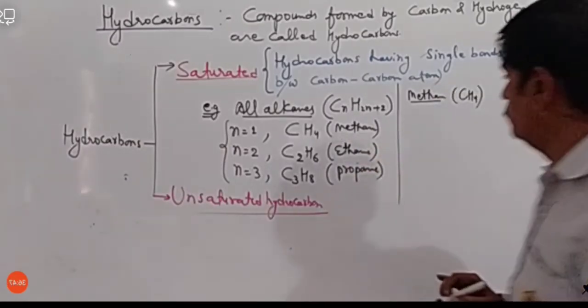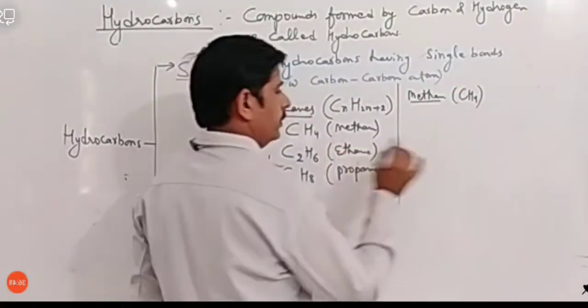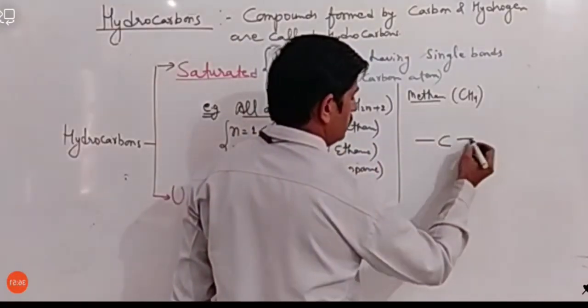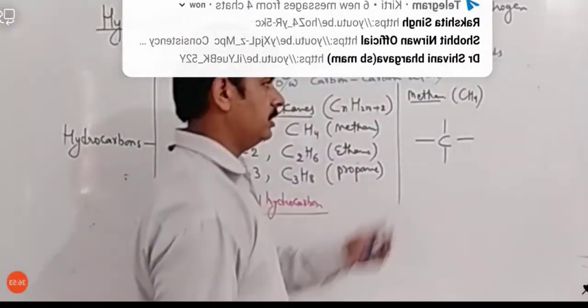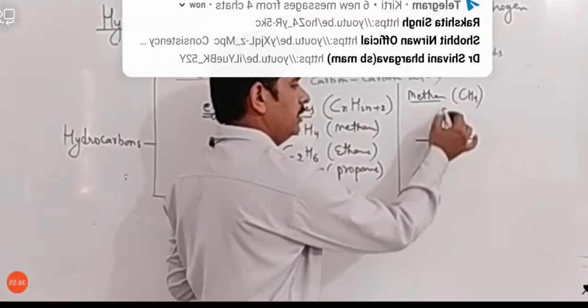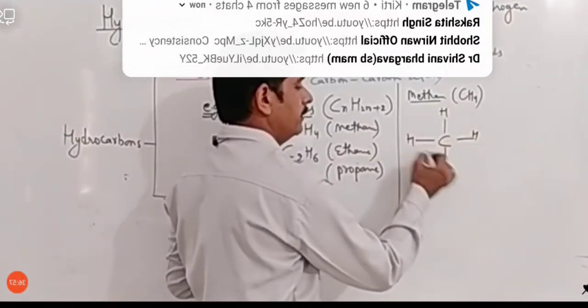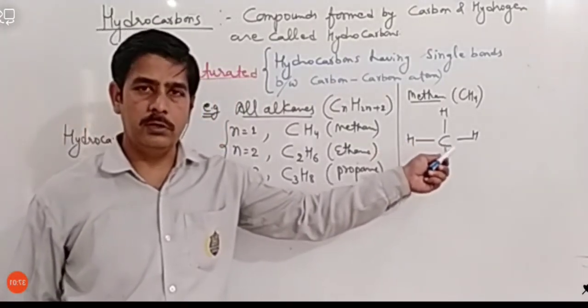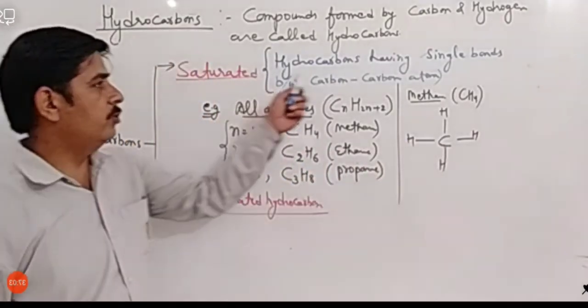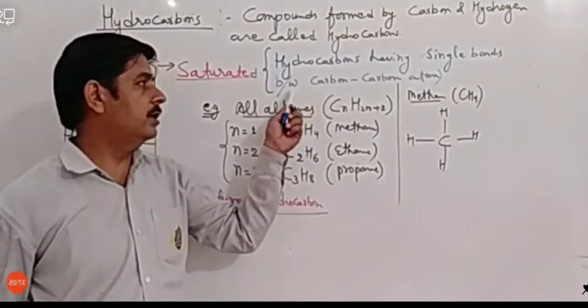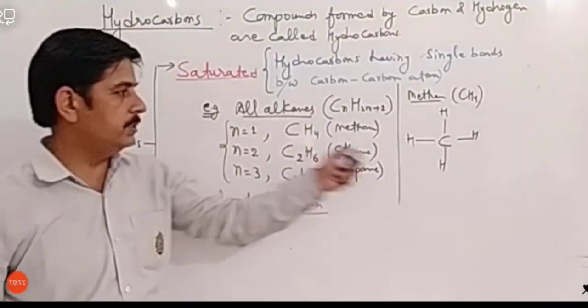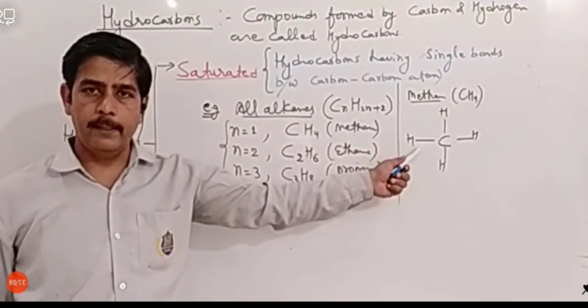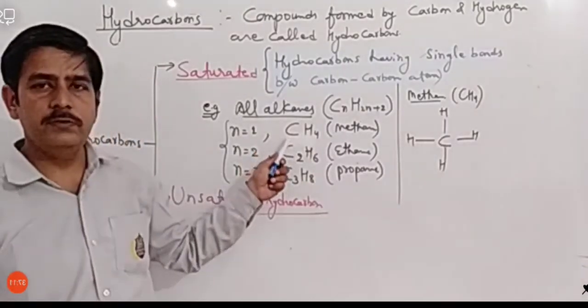If I write the open structure of methane, I can write it like this. This is the structure of methane: carbon in the center, and we have 4 hydrogens. Here we can see carbon has 4 single bonds, and as I said, hydrocarbons having single bonds are called saturated. So methane is an example of saturated.